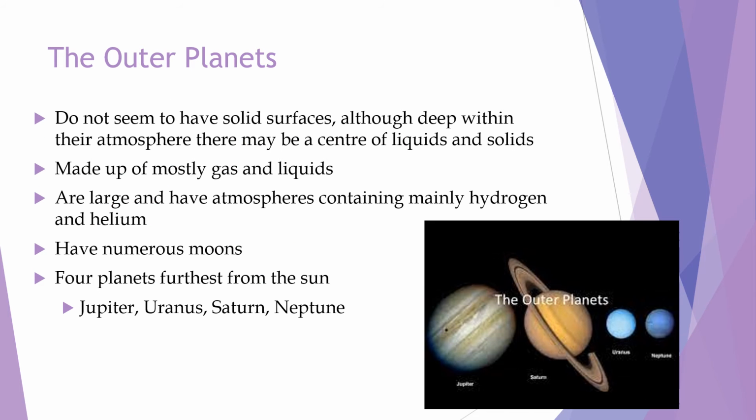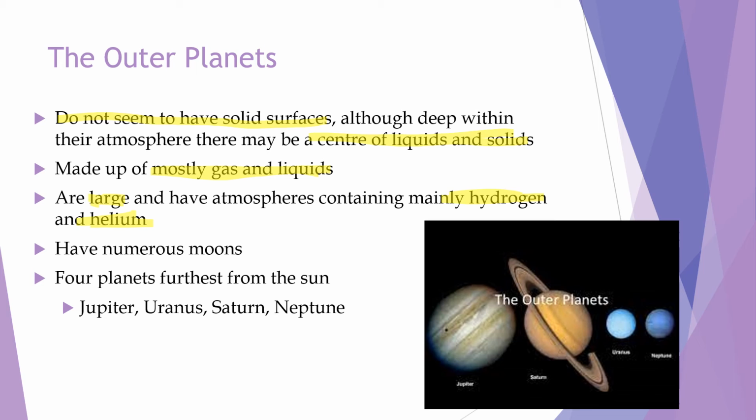Now we have the outer planets. They do not seem to have solid surfaces, although deep within their atmosphere there may be a center of liquids and solids. They are made up of mostly gases and liquids. They are large, larger than the inner planets, and they are mainly composed of hydrogen and helium.